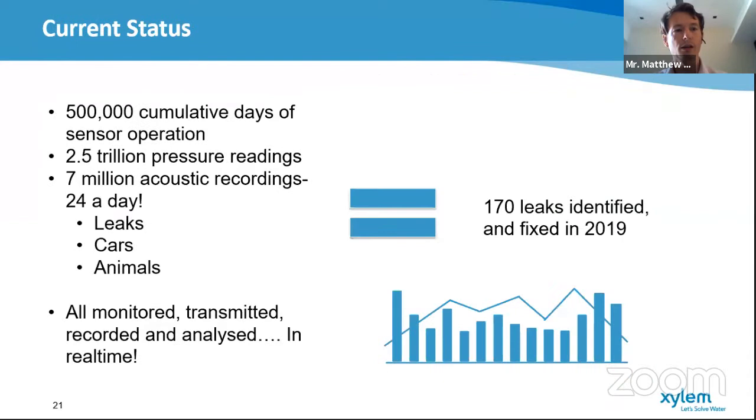Now, what that means is those 1,000 sensors have now accumulated 500,000 days of operation. And that generates a lot of data. I mentioned the 256 pressure readings per second. Well, that's 2.5 trillion pressure readings, 7 million acoustic recordings. This is way more data than a human being could ever hope to look at, let alone comprehend what this looks like on a piece of paper. So this is the benefit of the real-time detection algorithms that we have, which have enabled us to identify 170 leaks in 2019. All of these have been fixed and repaired. It's a key benefit to Selangor's leak reduction strategy.